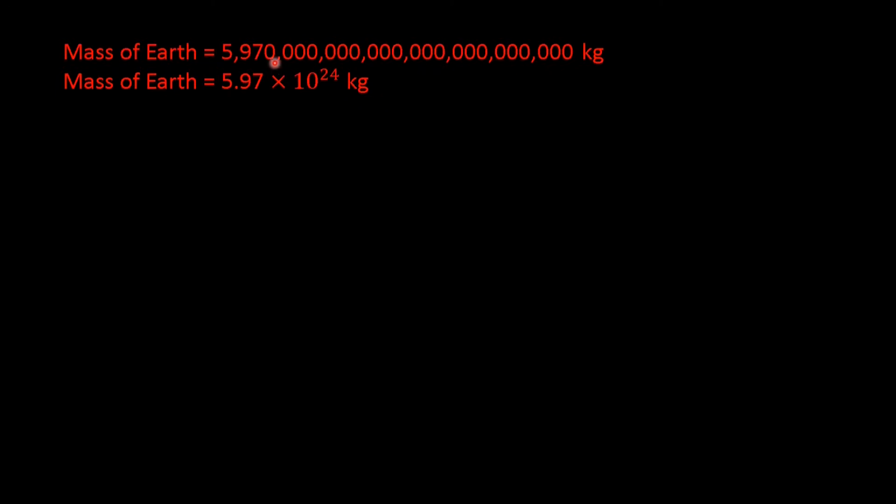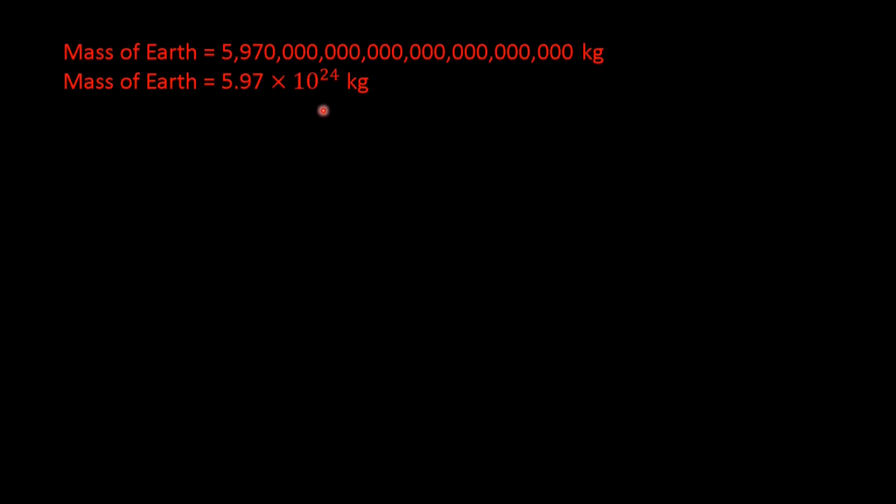First, we have written this 597 as 5.97. Then we have counted the number of digits coming after this decimal, which are 24 in number, and this 24 we have given as power to this base 10. And this is how we have written this very large number in the simplest form.